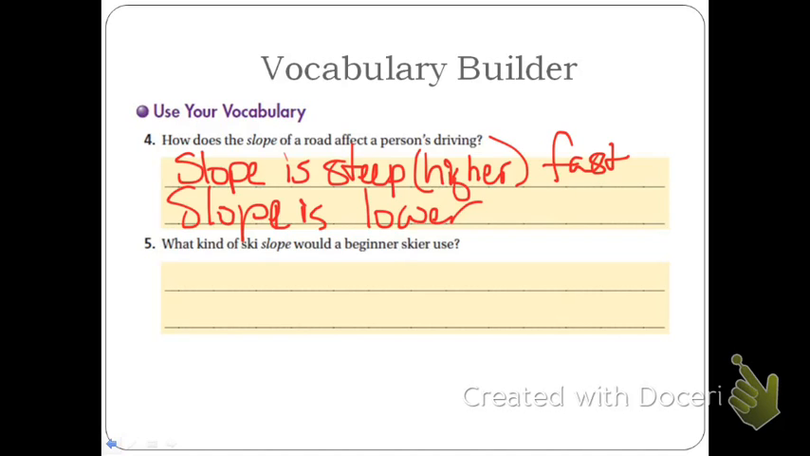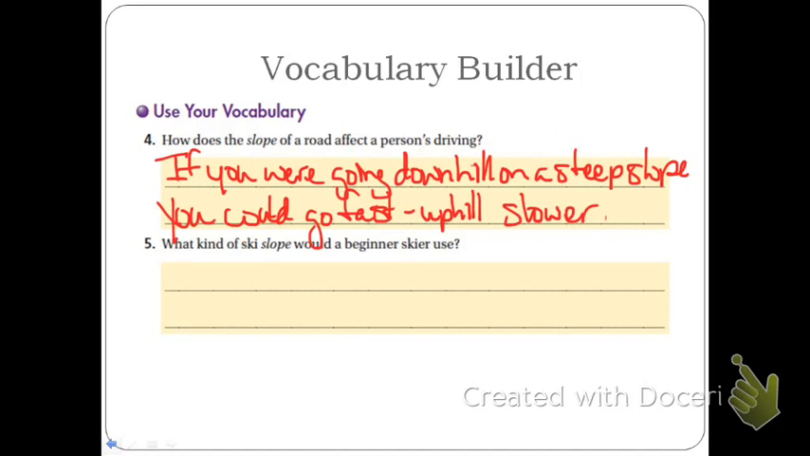How to write that, let me see. Here you go, I rewrote that. If you're going downhill on a steep slope, you would go fast, uphill, slower. So what kind of ski slope would a beginner skier use? Probably a lower slope or a small slope, so that they wouldn't go down as fast and they'd be able to stand steady.